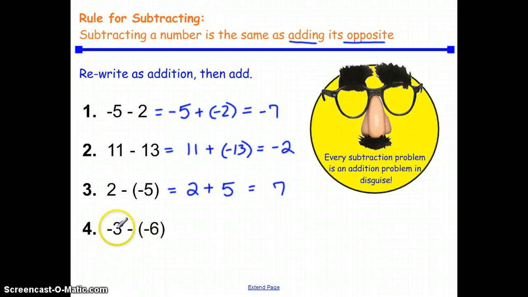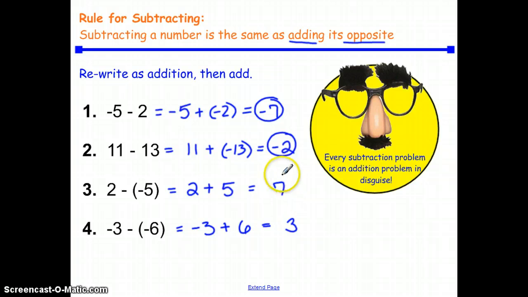In number 4, we see -3 minus -6. So what we write is -3, and then minus means add the opposite. So instead of subtracting -6, I'm adding +6. And then we have two numbers with opposite signs. So 6 minus 3 is 3. We take the sign of the larger, which was 6, so it's positive. So our answers are -7, -2, +7, and +3.